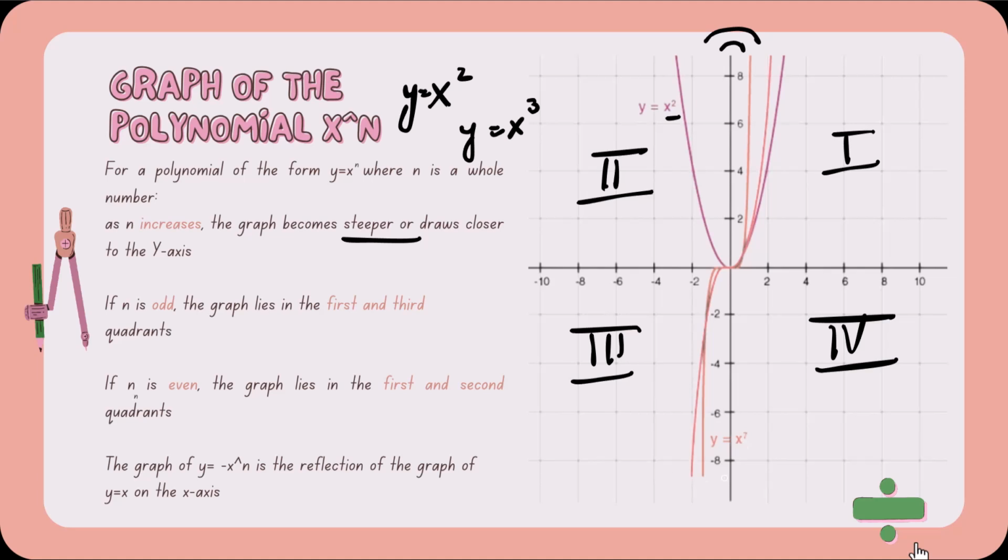If n is even, what happens? The graph lies in the first and second quadrant, right? If n is even, the first and second quadrant. So you can see first and second quadrant for x squared.